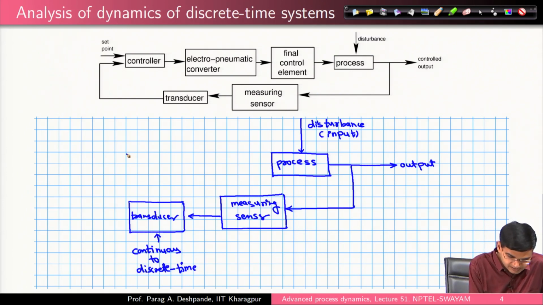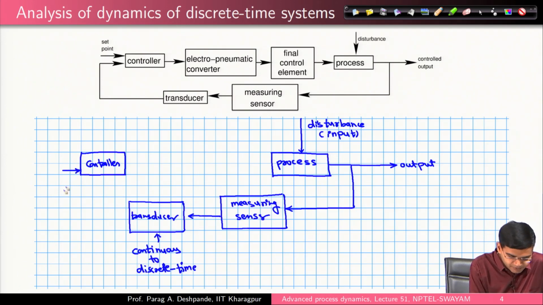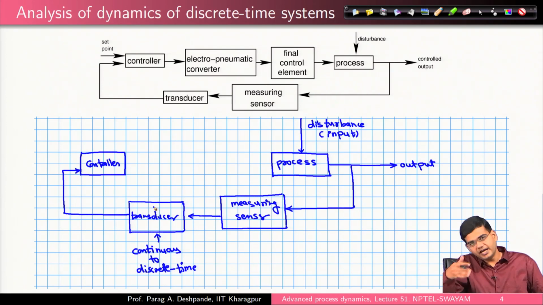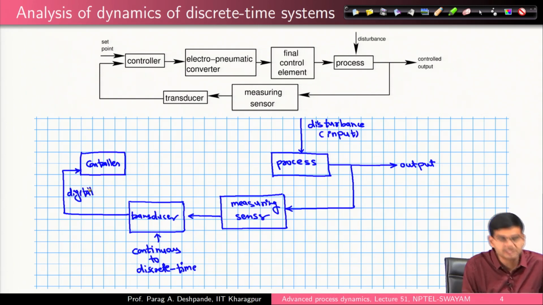So, therefore, this goes to a controller, and controller is nothing but your digital computer, right. So, therefore, the signal generated by your system has to be converted by the help of a transducer to digital signals, and this signal would be a digital signal, which means a discrete time signal.